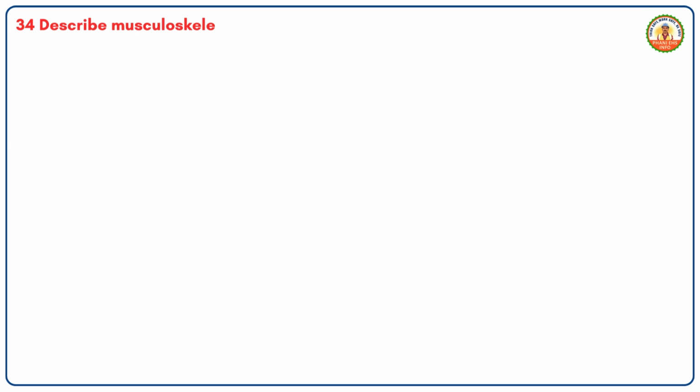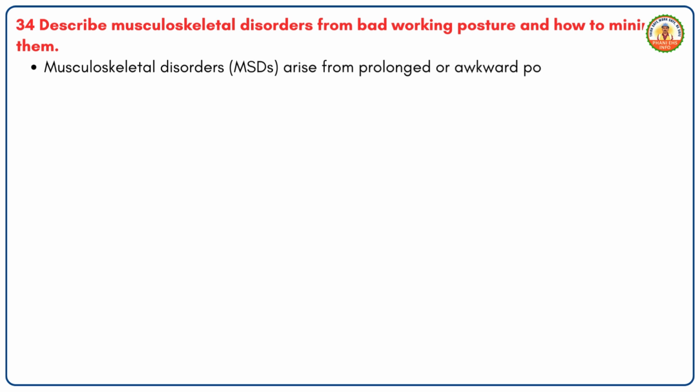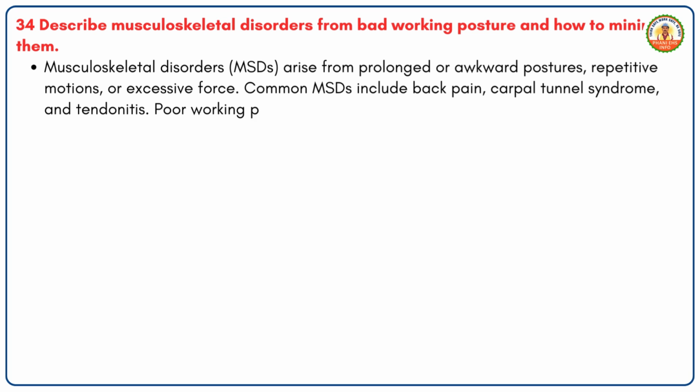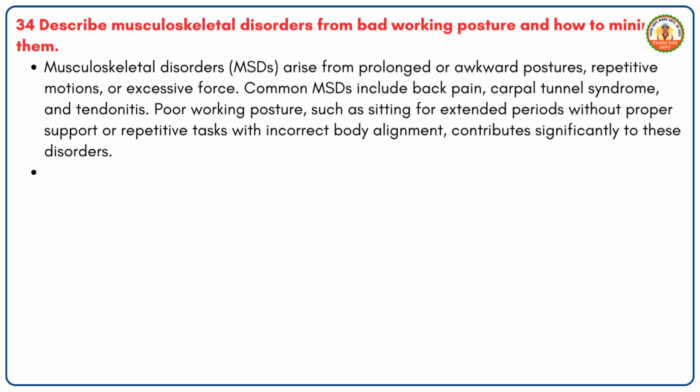34. Describe musculoskeletal disorders from bad working posture and how to minimize them. Musculoskeletal disorders, MSDs, arise from prolonged or awkward postures, repetitive motions, or excessive force. Common MSDs include back pain, carpal tunnel syndrome, and tendinitis. Poor working posture, such as sitting for extended periods without proper support or repetitive tasks with incorrect body alignment, contributes significantly to these disorders. Minimizing MSDs.